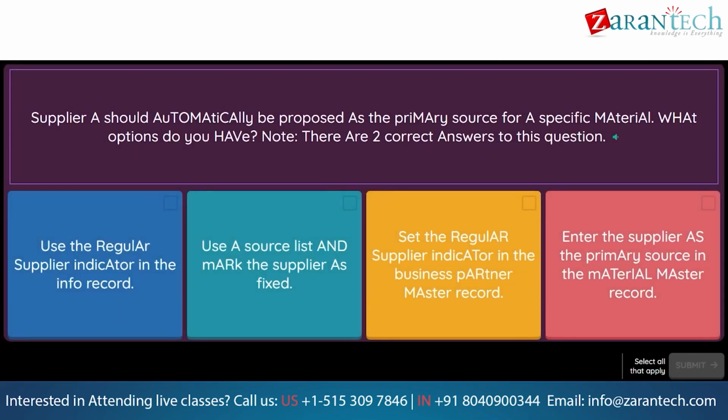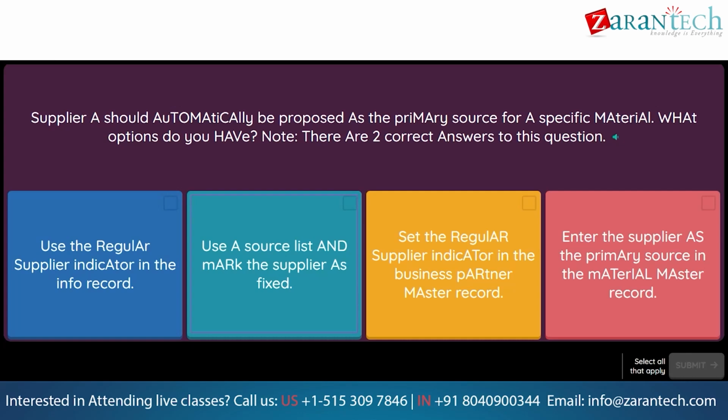Question: supplier A should automatically be proposed as the primary source for a specific material. What options do you have? Note, there are 2 correct answers to this question. Option 1 use the regular supplier indicator in the info record.